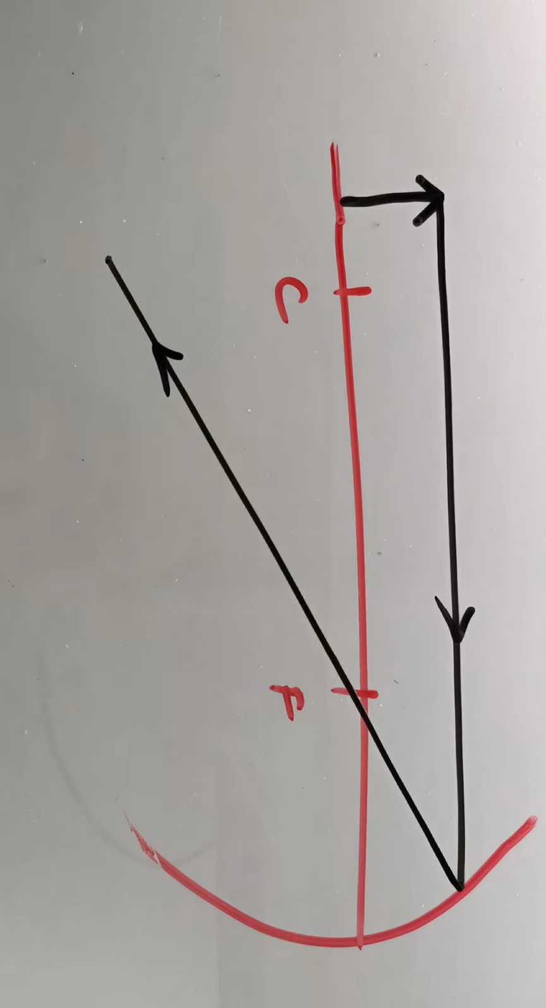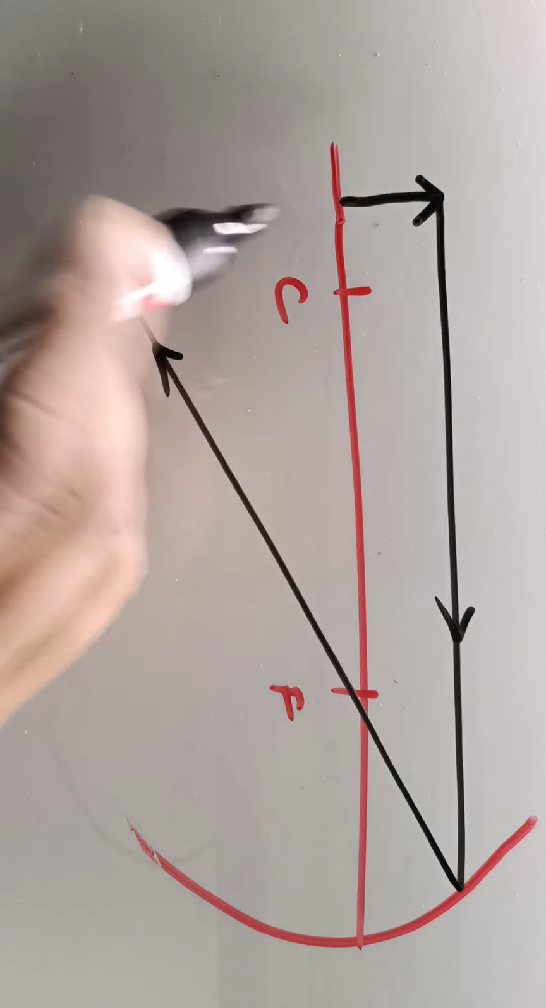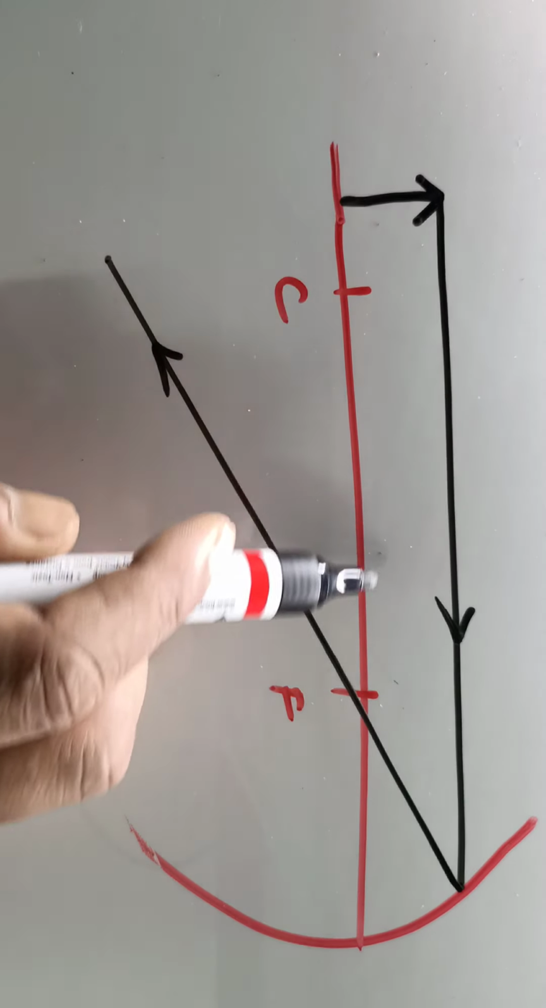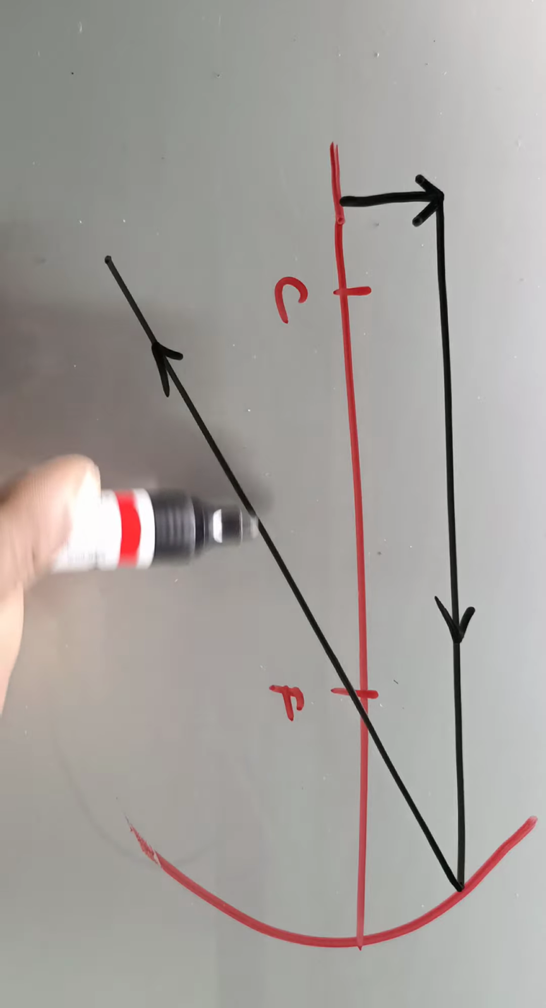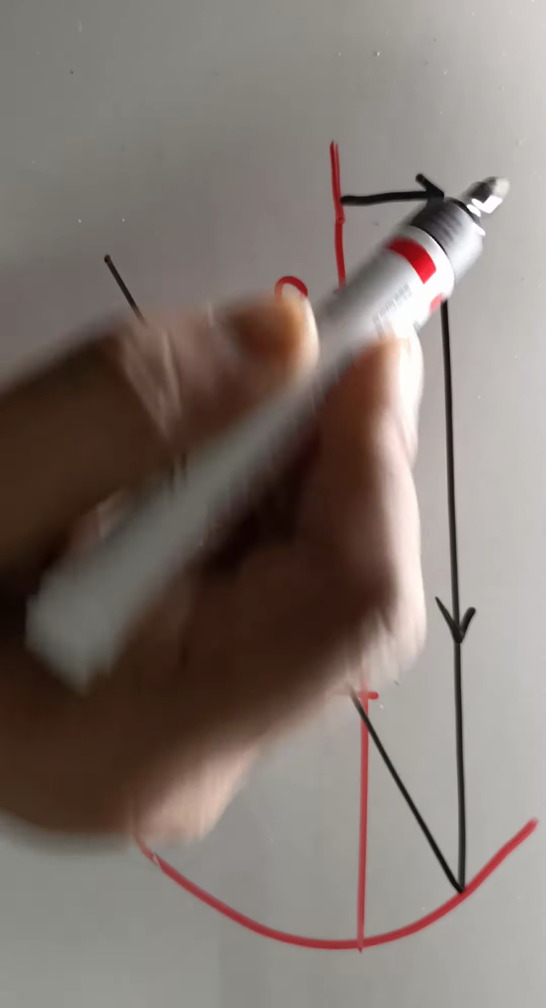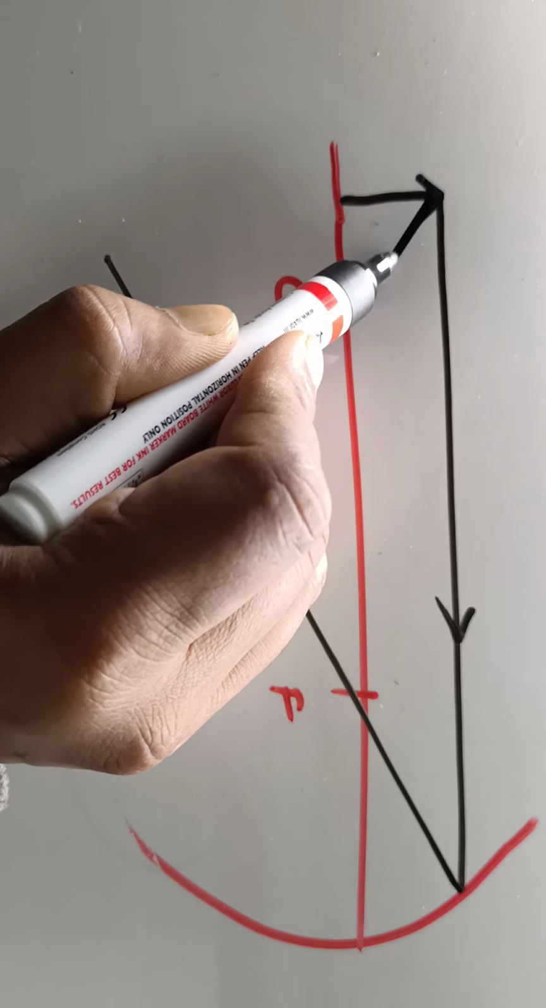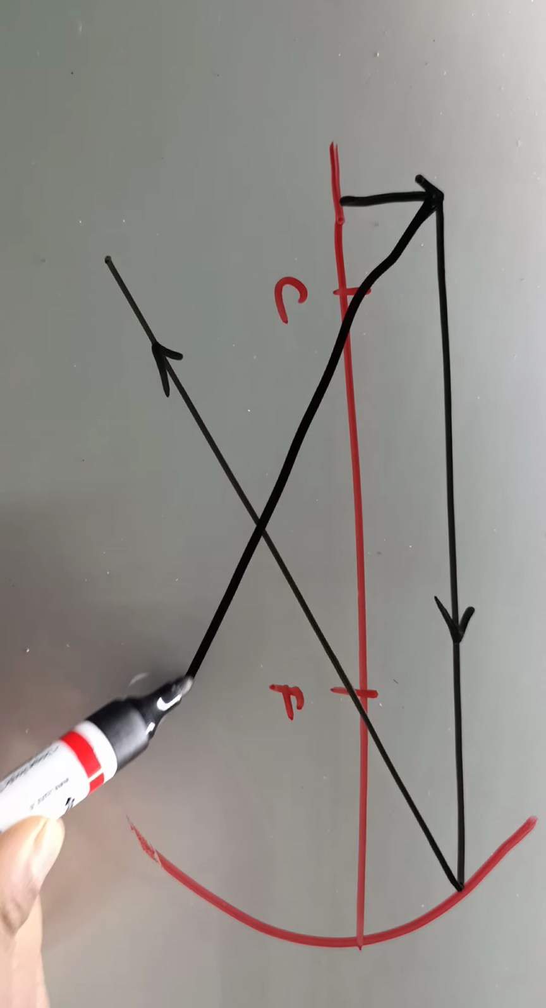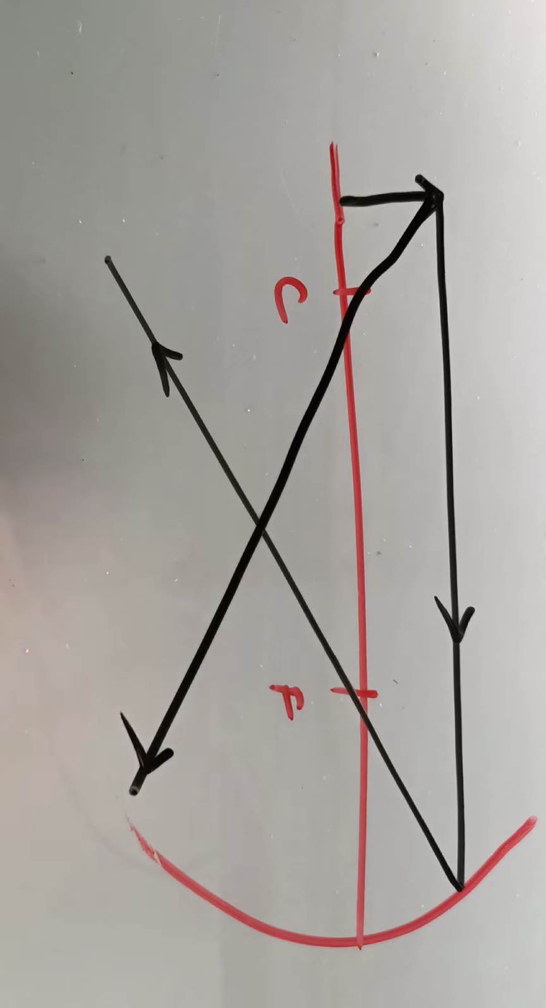Now the second one depends on you. I can take either a ray of light which passes through the focus and becomes parallel to the principal axis, or I can take another one. Out of the three, I can take any two. I allow another ray of light to pass through what? To pass through the center of curvature.